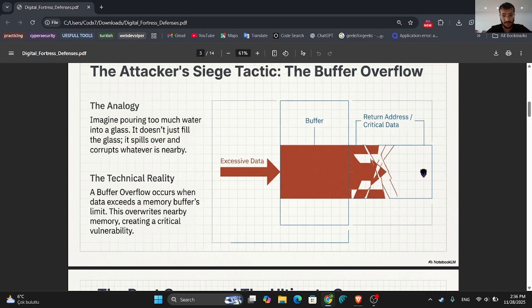In technical terms, a buffer overflow occurs when data exceeds a memory buffer's limit. This overwrites nearby memory locations, creating a critical vulnerability. The attacker sends more data than the buffer can hold, and this excessive data spills over into adjacent memory areas containing important information, like the return address or system data.